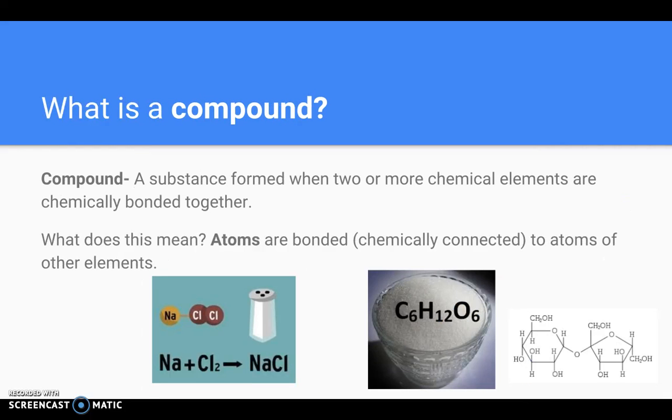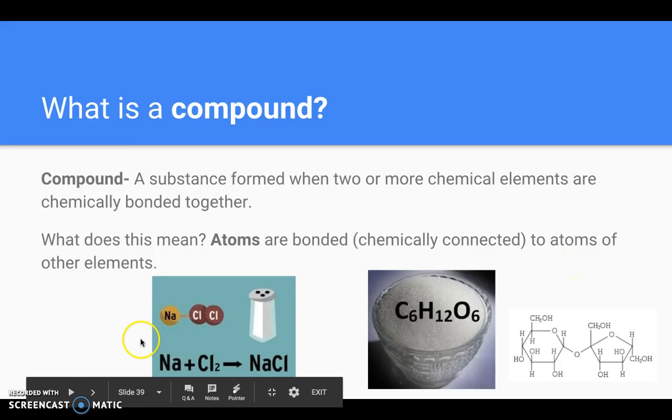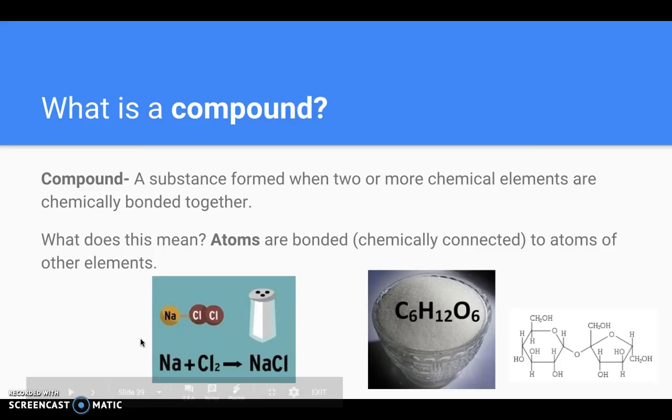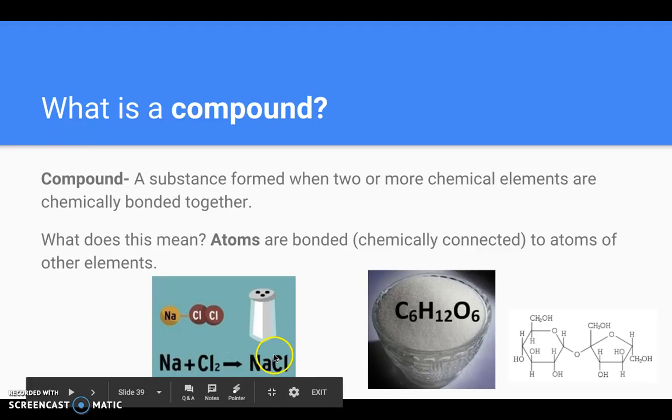So an element is kind of like our starting ground. Now a compound is one step up. A compound is a substance formed when two or more chemical elements are chemically bonded together. So what does this mean? It means that atoms are chemically connected to the atoms of other elements. For example, salt is made out of two elements: sodium and chloride. Negative and positive particles attract each other, kind of like magnets do, and when they do that, they form something completely different: our table salt.